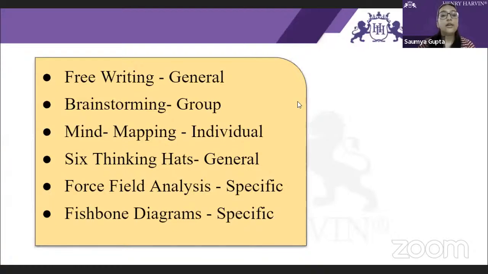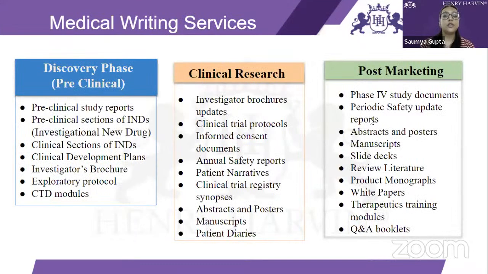Now, medical writing services. Apart from writing research and review articles, you can give your services during the drug development process, where you will be involved in writing, as we discussed, regulatory documents like preclinical study reports and clinical sections of INDs. In regulatory filings also, medical writers are involved, writing documents for clinical research and post marketing, like investigator brochures, protocols, informed consent documents, annual reports or aggregate reports, and risk management documents. All these documents are written by medical writers.